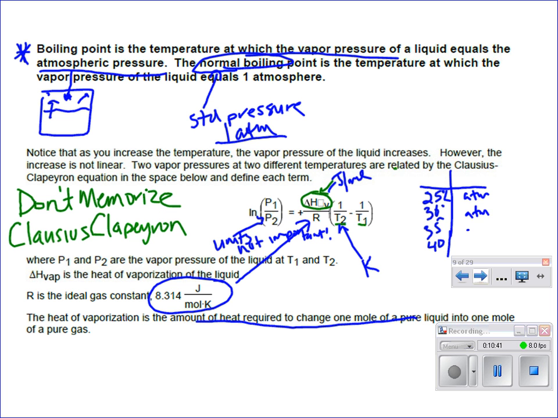What's going to happen to the pressure as we increase the temperature? Increase. Vapor pressure increases, right. And then your job is to figure out the heat of vaporization of ethanol, because it's a standard value. So you're going to utilize this data to find that. How are we going to find it? Well, we're going to do some graphing.